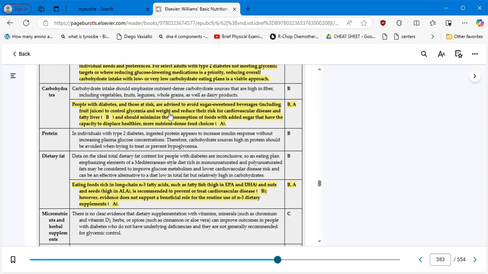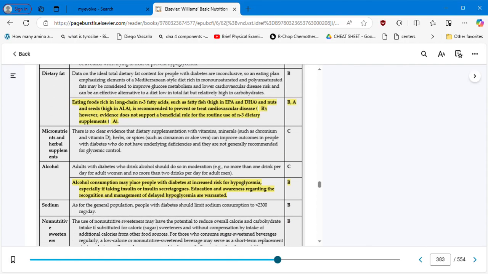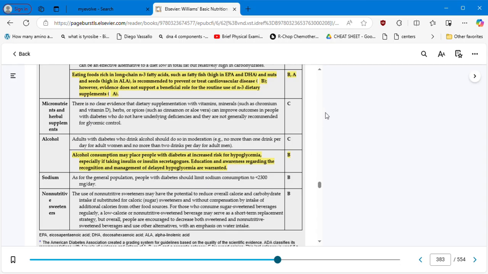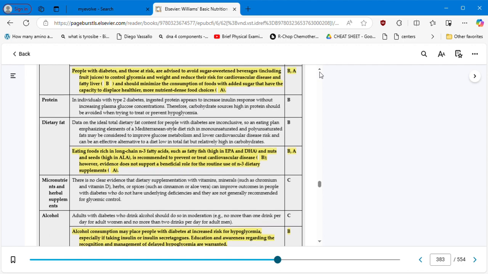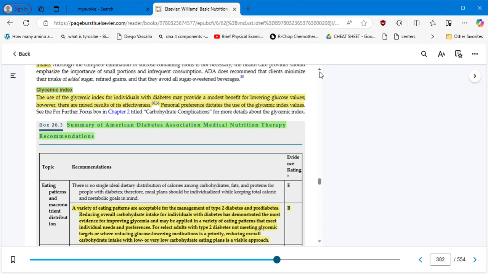This is another interesting one. In terms of carbs, the level of evidence is A and B. People with diabetes and those at risk are advised to avoid sugar-sweetened beverages, including fruit juices. Yes, those are really bad for diabetes. To control glycemia and weight and reduce their risk for cardiovascular disease and fatty liver. This is a consequence. And they should minimize the consumption of food with other sugars that have the capacity to displace healthier, more nutrient-dense food choices. So you have your recommendation, evidence A, and the one related to fatty liver is evidence B. So you can keep going and reading. I just highlighted the ones with evidence A and B, right? And you can go and read your summary of the American Diabetes Association, right?